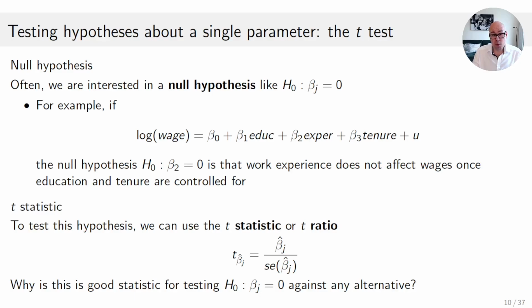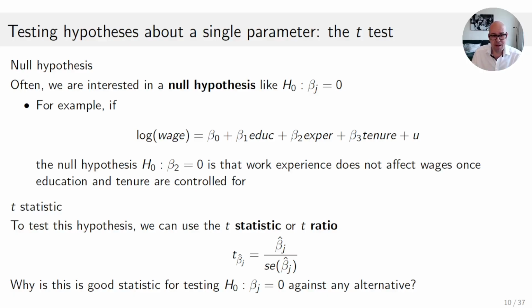Good. So let's get back to our objective to test a null hypothesis. So let's think about the null hypothesis that beta j is equal to 0. So for instance, we could have a wage equation that normally has log wage on the left-hand side and has a linear function of explanatory variables on the right-hand side.